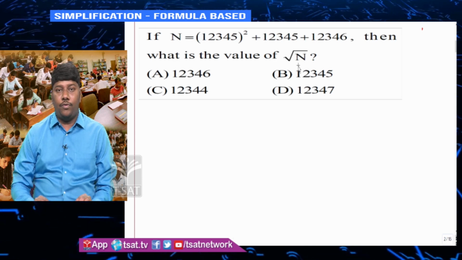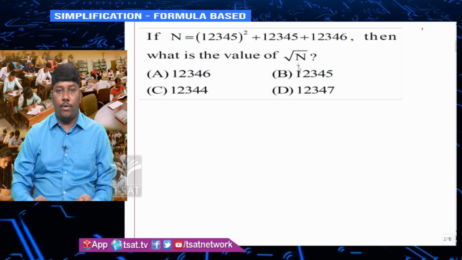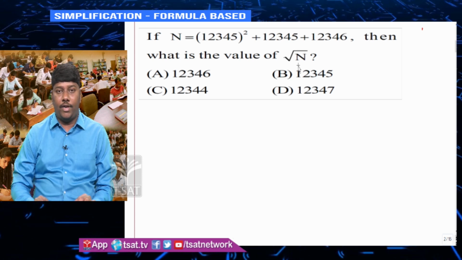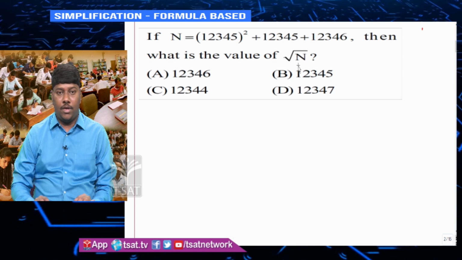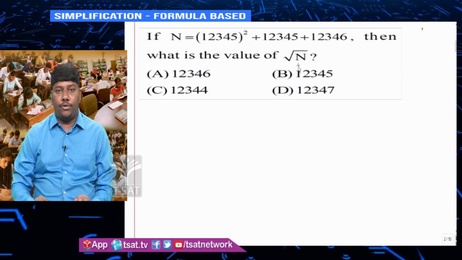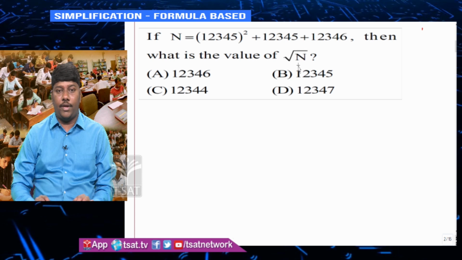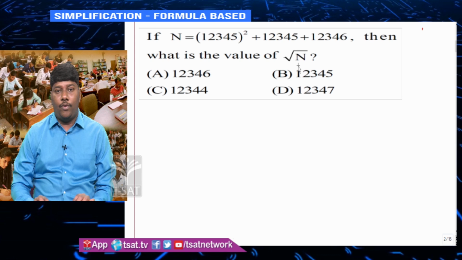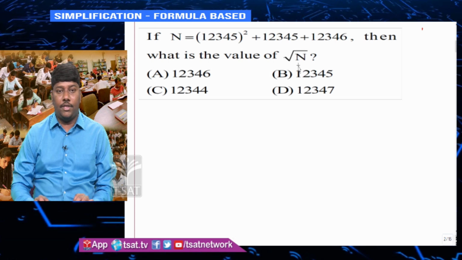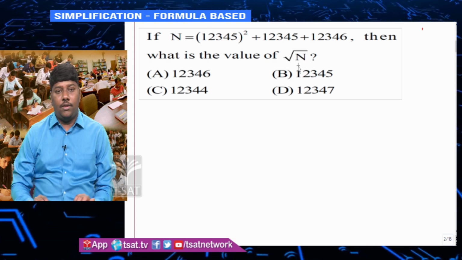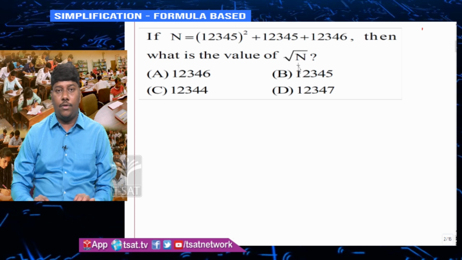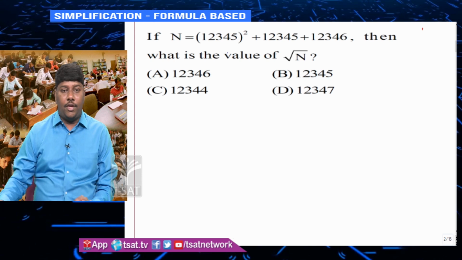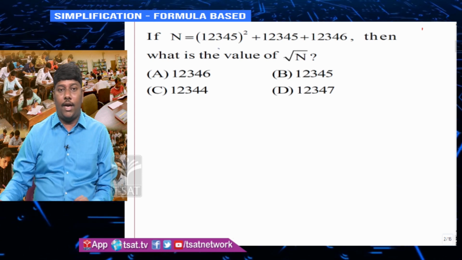If n is equal to (12345) whole square plus 12345 plus 12346. If you literally solve the square of 12345, the square itself takes more than a minute in the exam. So what is the actual rule of doing this question? Now look at this 12345. You are not going to solve this by calculation. We are going to apply the formula.